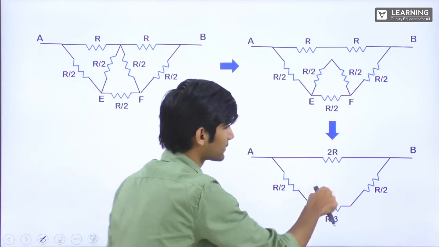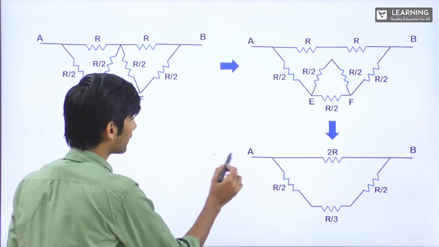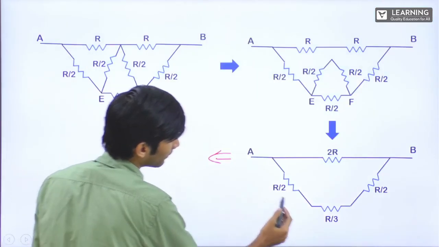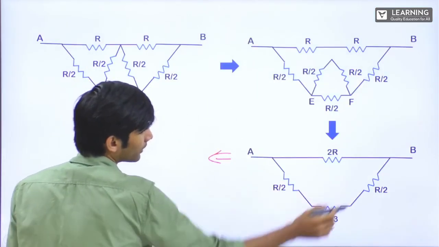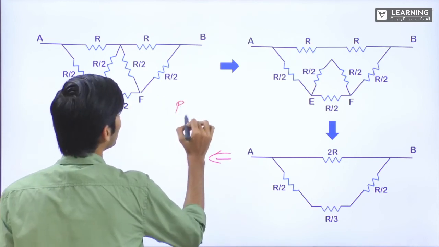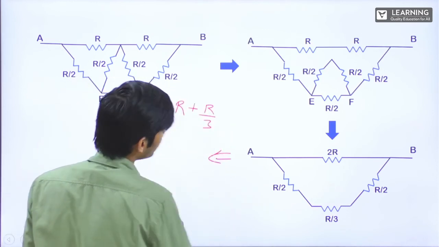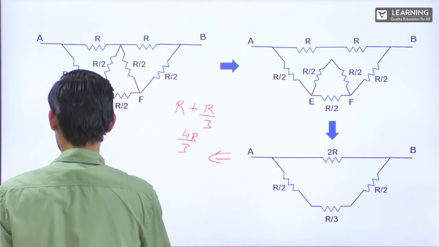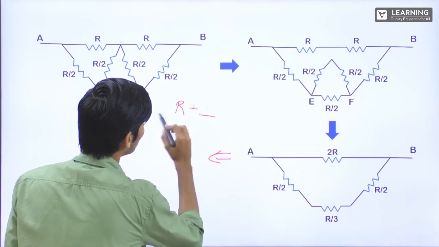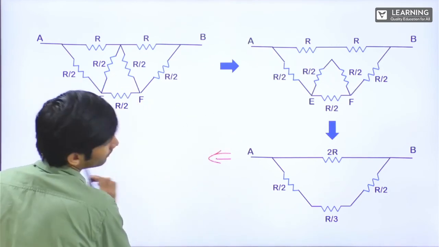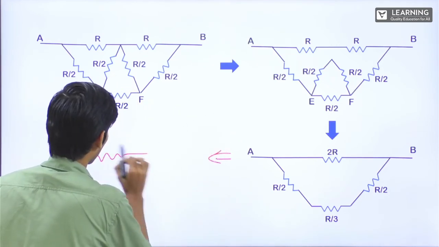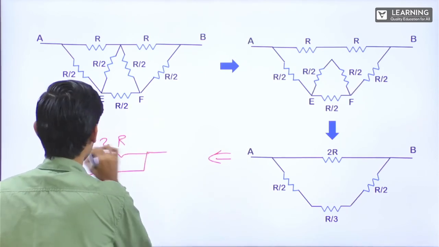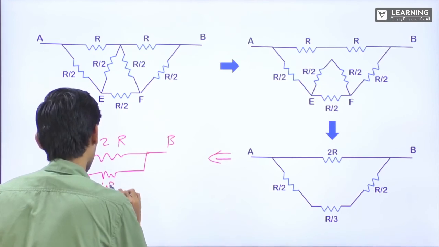Now all these three are in series. This is again in parallel. I hope now you can do it on your own. This will be R by 2, R by 3. R by 2, R by 2 is R. R plus R by 3. 3R plus R, 4R by 3. So this will be 2R, and A, B, 4R by 3.